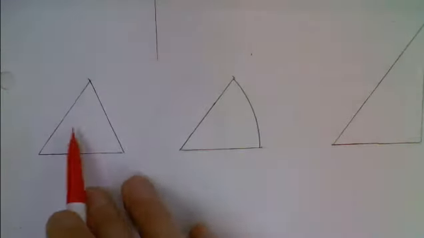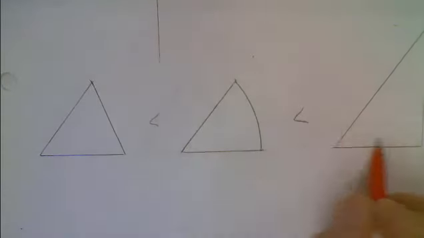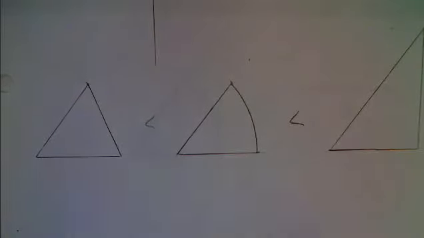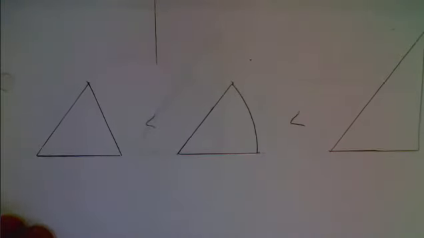I know the area of this has to be smaller than the area of this, which has to be smaller than the area of the green triangle. So I do know these areas are in that order, which is going to help us get to that sandwich theorem to prove the limit as x approaches 0 of the sine of x over x is 1.